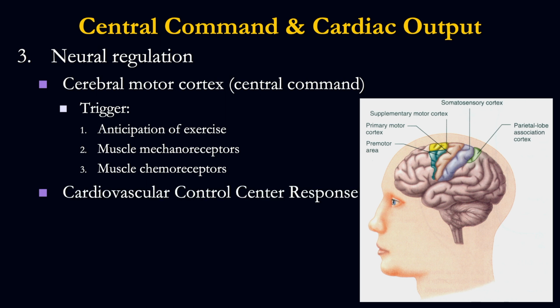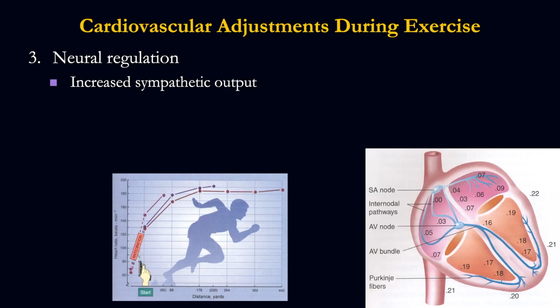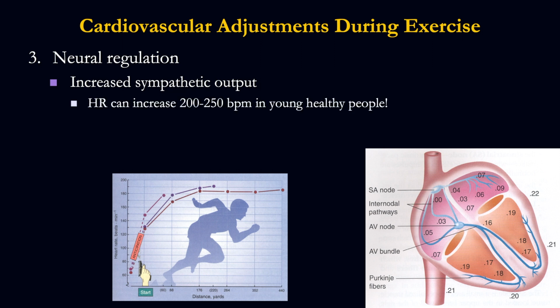The cardiovascular control center response, which is located in the medulla oblongata, is going to basically increase sympathetic nervous system output and decrease parasympathetic output. Increased sympathetic output is going to result in increasing heart rate. That anticipation that we talked about earlier, anticipating exercise, that alone will increase heart rate. The sympathetic nervous system can increase heart rate in a healthy young person from 200 to 250 beats per minute. That's astounding. That's just from sympathetic output. This is called a positive chronotropic effect. Basically, anything that's chronotropic affects heart rate.